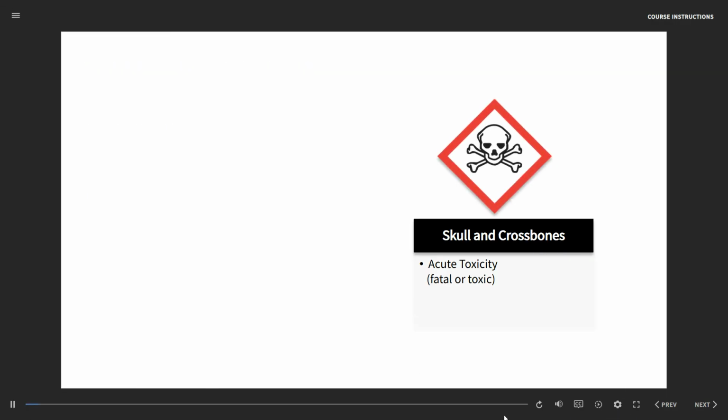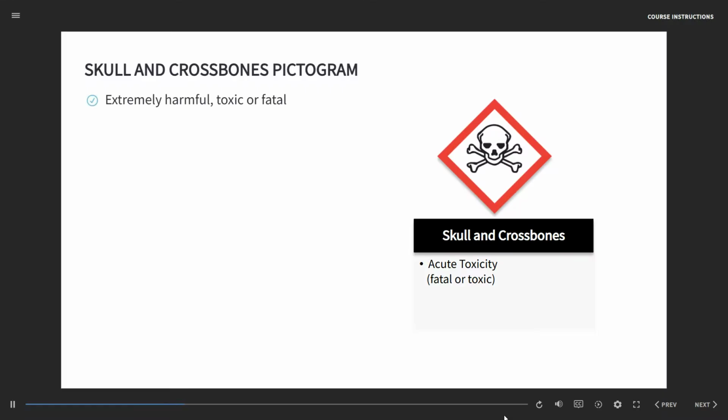The skull over crossbones symbol. This pictogram, for acute toxicity and potentially fatal, is used in materials labeling to warn you that the relevant product has potential to be fatal, toxic, or extremely harmful, even with a limited exposure or a one-time exposure. This can be exposure through contact with skin, inhalation, or swallowing.